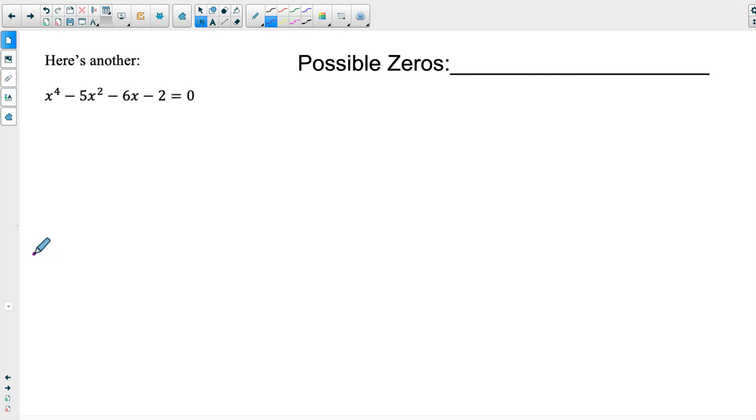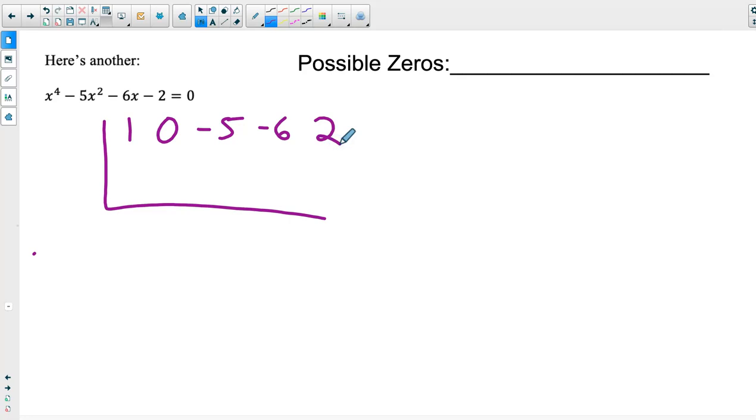I want to point something out to you. What's missing up here? X cubed. Nice. So when you do your synthetic, I'm going to have 1, then 0, then negative 5, negative 6, and then 2. So I'm going to leave that up there, but we have to figure out what numbers we're actually going to look at. So in this problem, what is key?